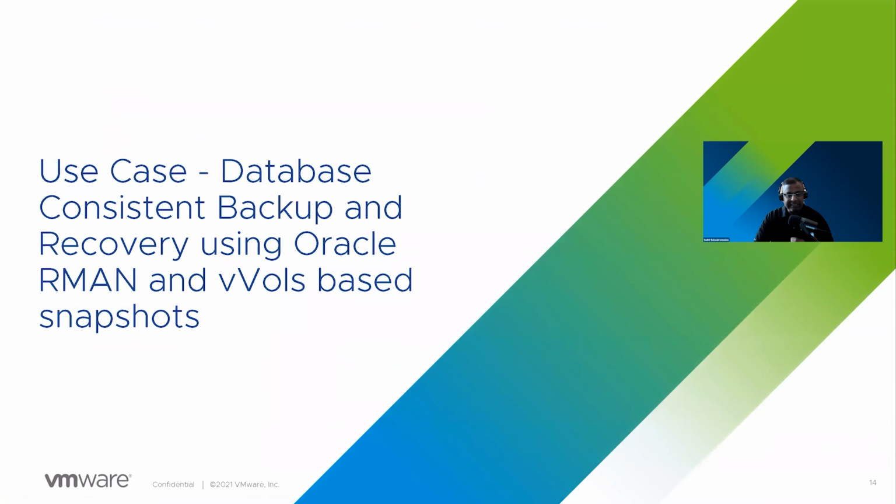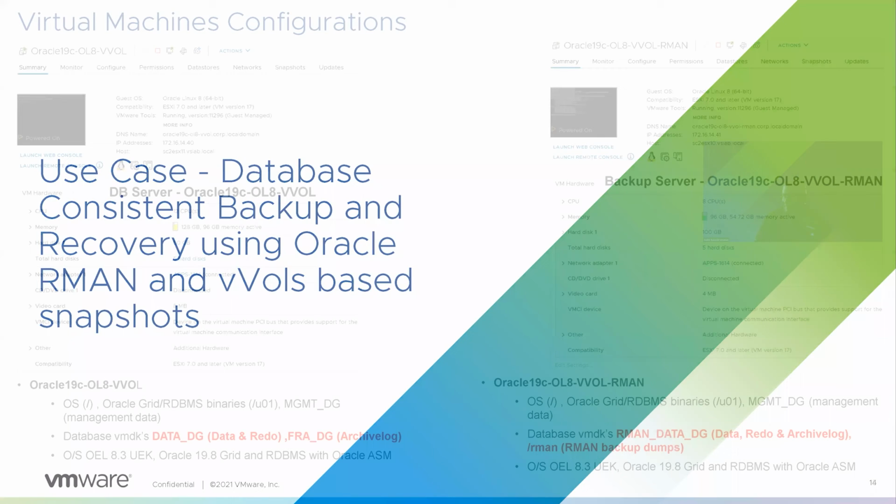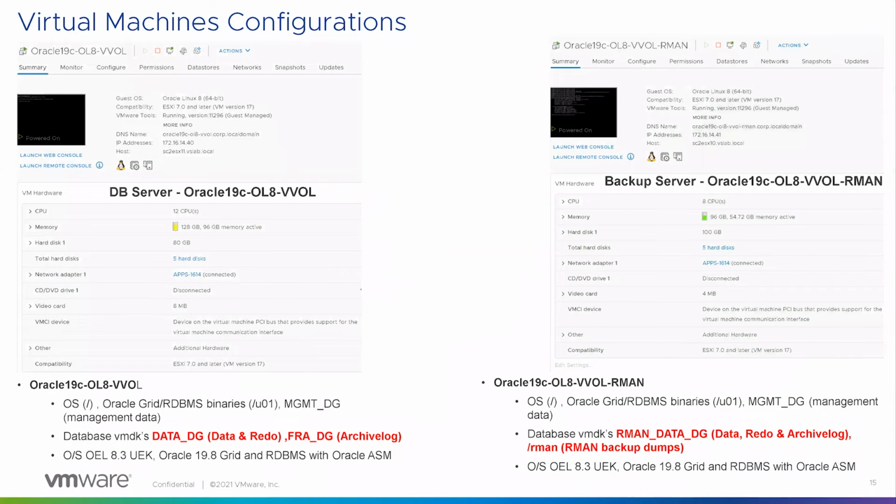All right, so let's take a look at the first use case here, essentially database consistent backup and recovery using Oracle RMAN and vVol based snapshots. We have two virtual machines in question here. The virtual machine on the left is the Oracle database server. It has a lot of VMDKs, but the VMDKs in red, essentially the data disk group and the FRA, which is for the archive log, are ASM VMDKs. They are the VMDKs that we'll be focusing on for the use case here today.